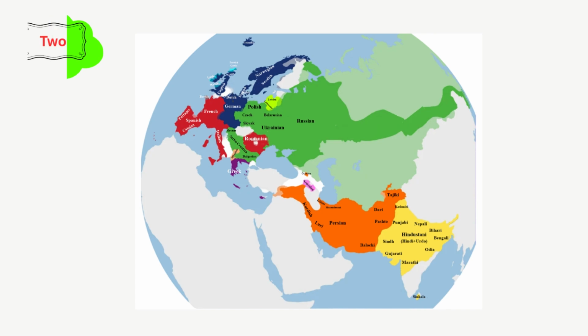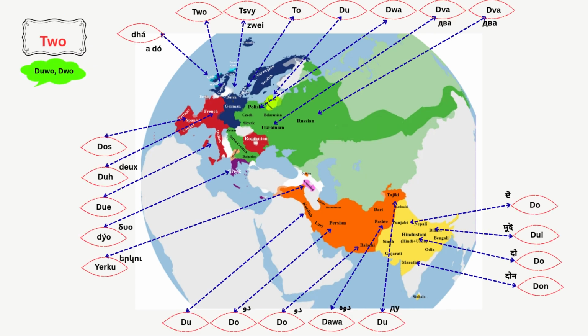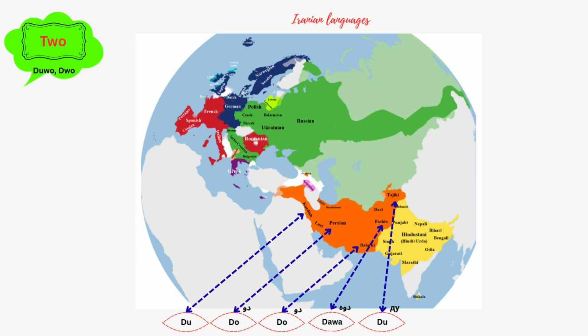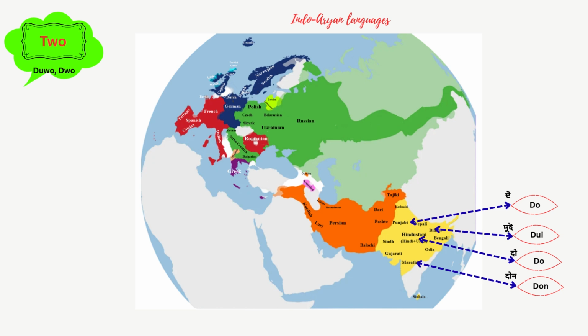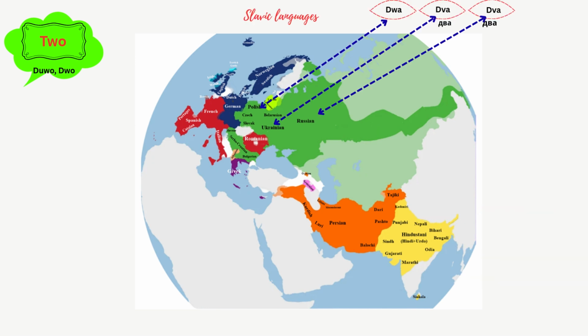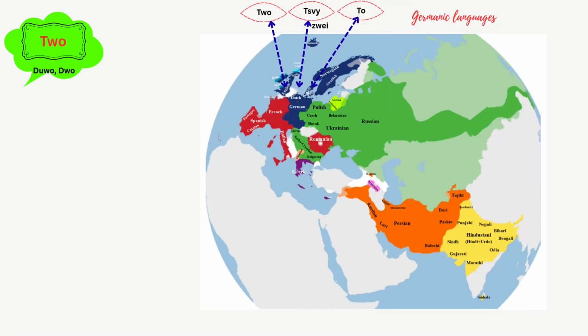Once again, we can see how Indo-European languages share similar forms. The ancient Proto-Indo-European root is reconstructed as dwo. In Kurdish, Persian, Baluchi, Pashto, and Tajiki, the word is du, which stays very close to the original root. Indo-Aryan languages also preserve this form as du, as you can hear in Marathi, Hindi, Bengali, and Punjabi. In Slavic languages such as Russian, Ukrainian, and Polish, the number appears as dva, again clearly related.